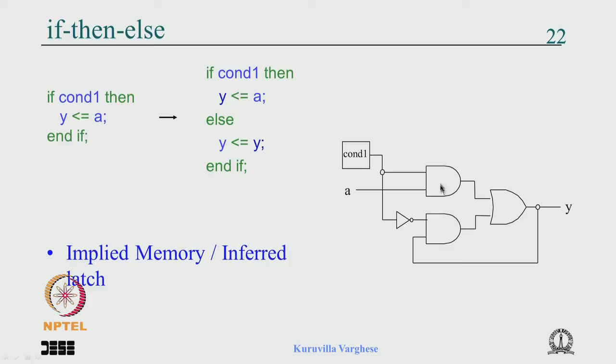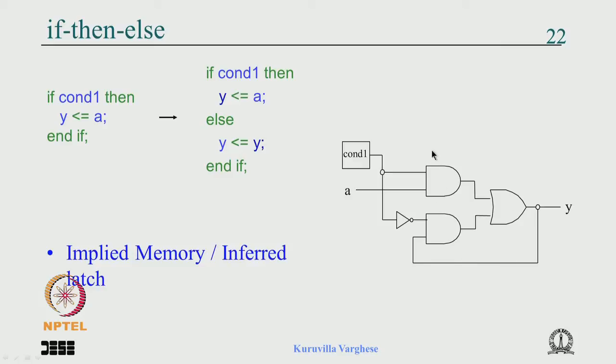So the situation is like this: if y and a are single bits and there is a condition, maybe p greater than q or whatever. So that is the decode of p greater than q. When that is 1, a goes to y, and if that condition is not met, then this path is enabled and y is fed back and it is latched.